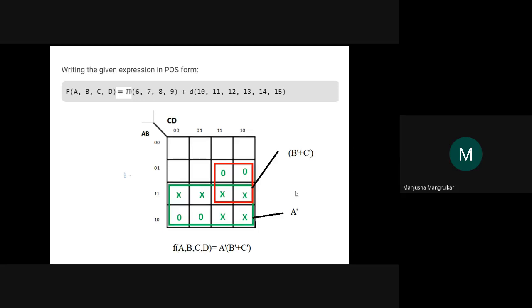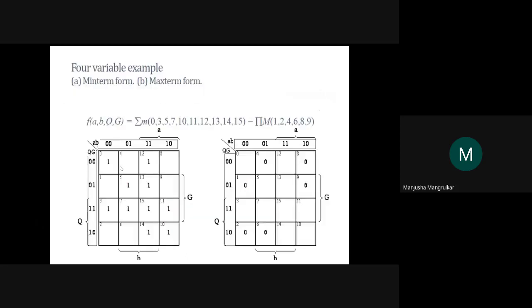The function for this boolean expression, the function of a b c d, is a complement into b complement plus c complement. So what is this? One OR gate and one NAND gate is required to form the function of this. Pause. Understood? Now next we can compare what min and max, right?